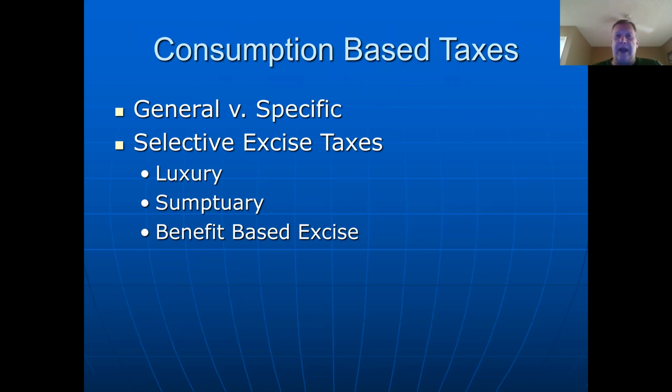Our third basic category of taxation are consumption-based taxes, and this is where sales taxes fall. In sales taxes, we tend to have either general or specific sales taxes. A general sales tax will apply to most goods that are being transacted within that jurisdiction. Specific sales taxes will apply to specific types of goods. Those are usually referred to as selective excise taxes. So a selective excise tax is a specific tax applied to a specific type of good. So the tax you pay on a yacht may be different than the tax you pay on an automobile.